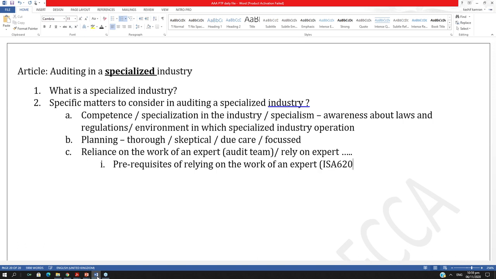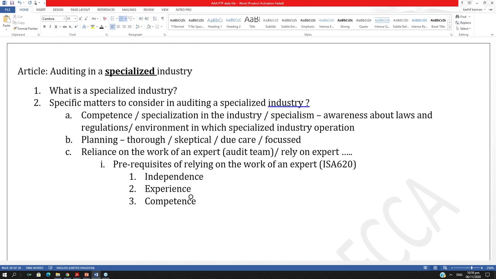ISA 620. Very good. Before you rely on the work of an expert, you should consider the independence of the expert, right? Before you rely on the work of an expert, you should consider his experience. You should consider the competence. So will you just place a blind reliance on the work of an expert, or will you ensure that you are relying on an expert who is independent, who has experience, and who has competence?